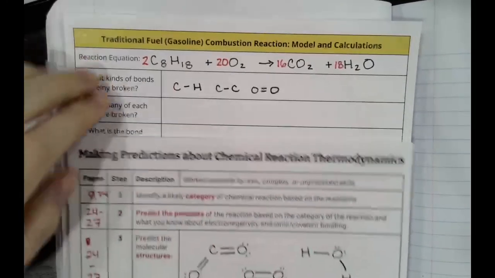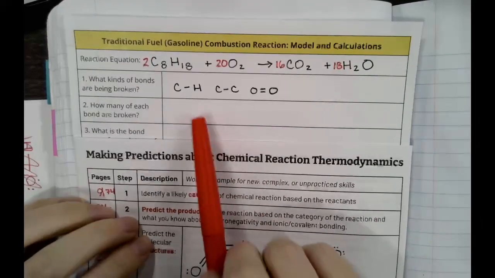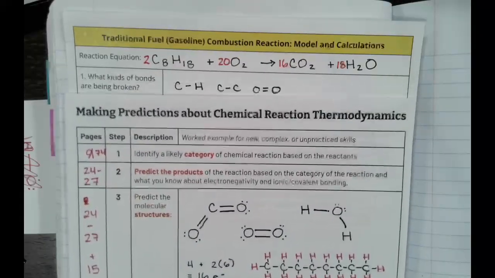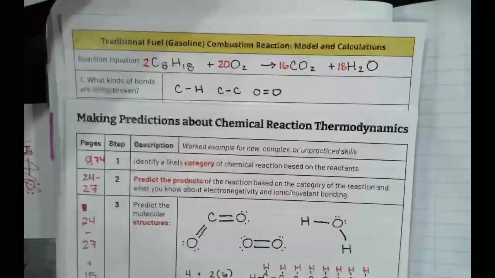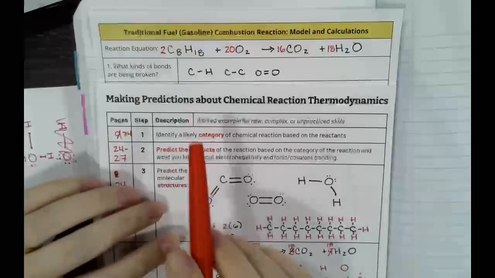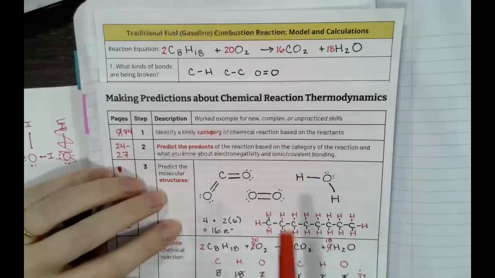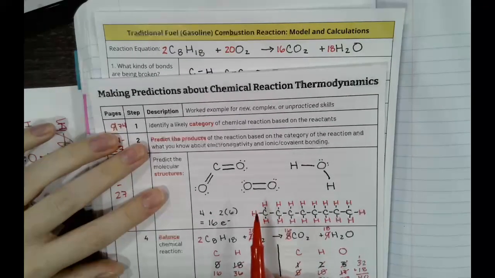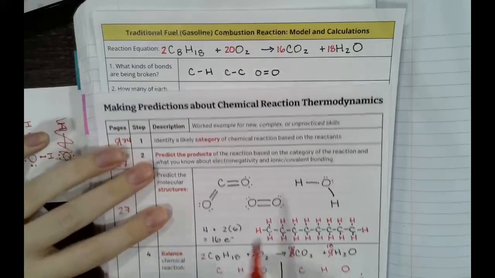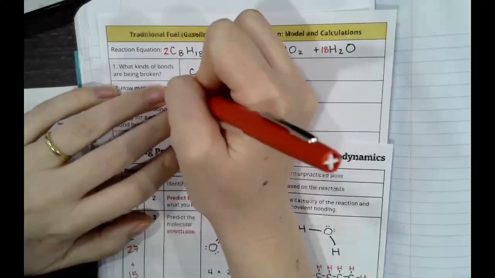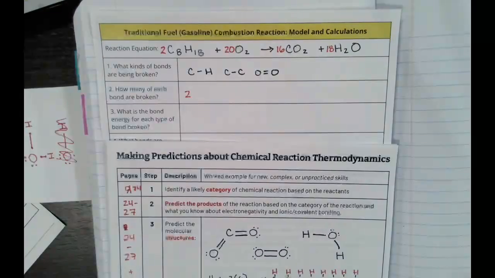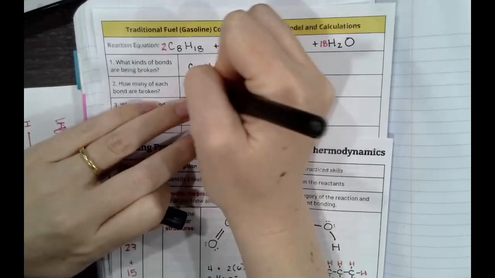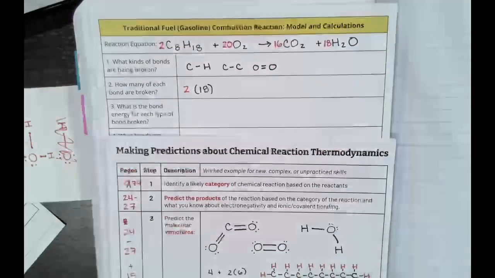Now we have enough information to figure out how many bonds of each are going to be broken. All right. Wow, this is going to be fun. Here we go. All right, we've got 2 octane molecules. So in each octane, how many carbon to hydrogen bonds do we have? We have 18 of them, times 2, so that's going to be 2 molecules times each of them has 18 carbon to hydrogen bonds.